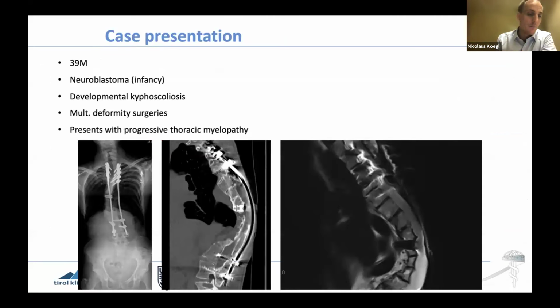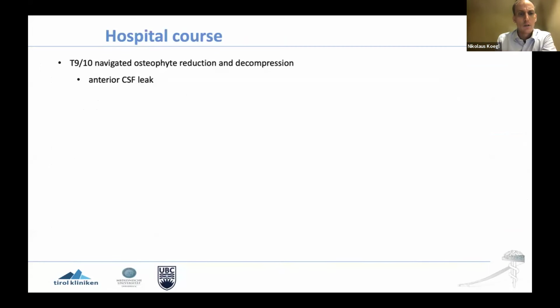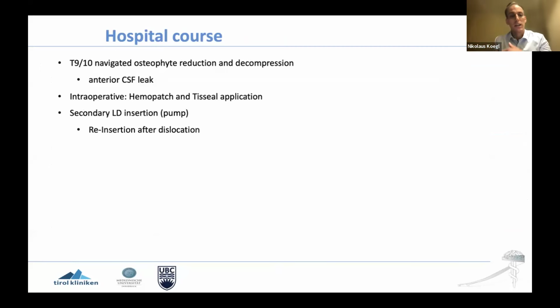Last quick case: deformity secondary to a neuroblastoma that was treated in the past. The patient presented again with a myelopathy and had this little spur. You can see it poking towards the myelon, with overall little coverage above the hardware. So the decision was made to go in and decompress. Obviously, they had an anterior CSF leak, otherwise I wouldn't be presenting. They tried to treat it with a Hemopatch and TachoSil. Unfortunately, it failed, despite putting in a lumbar drain and reintroducing it after it got dislocated by the patient.